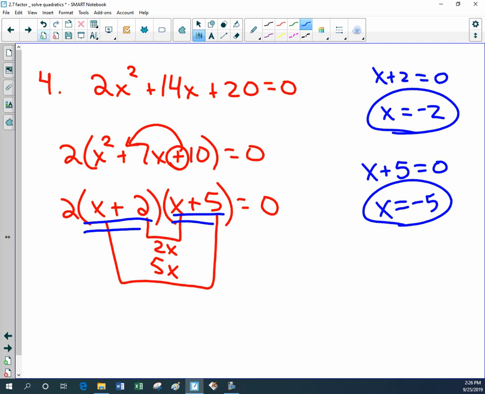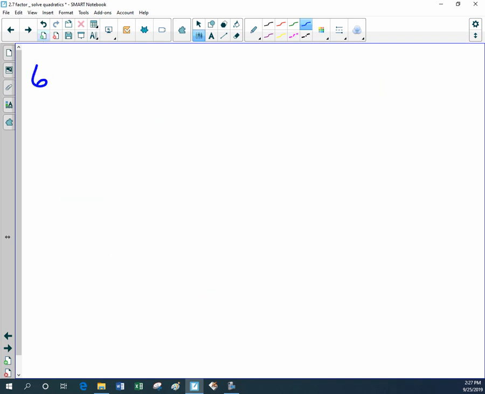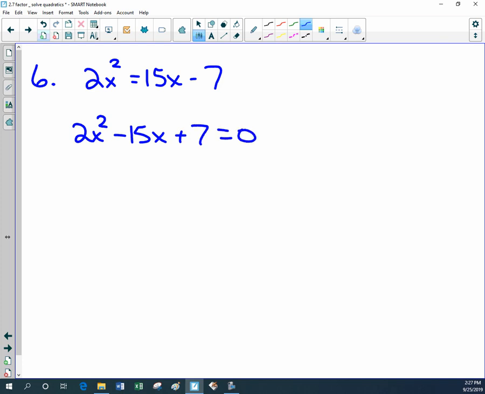Okay, next we'll skip to number 6. So number 6, we have 2x squared equals 15x minus 7. So before we can factor, we have to set this equal to 0. So we've got to get everything on the same side. So I'm going to subtract 15x from each side. I'm going to add 7 to each side to move everything to the left-hand side of the equation.